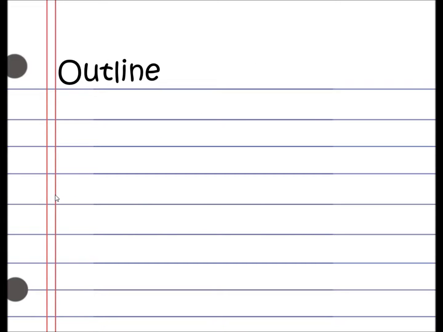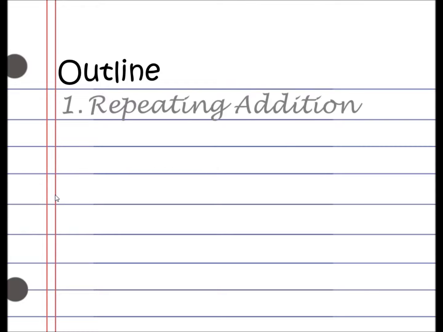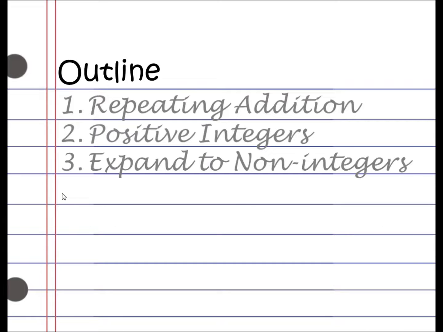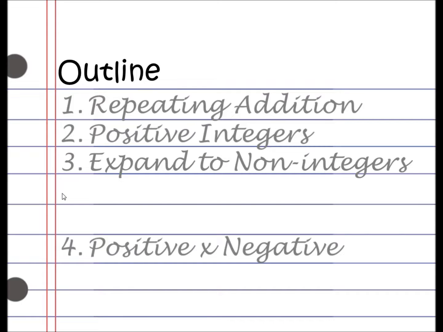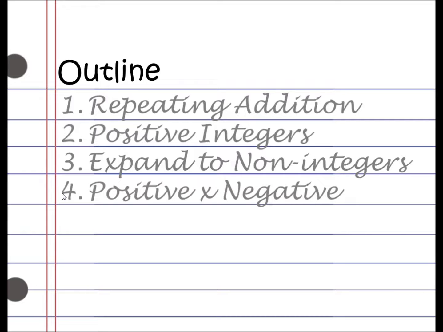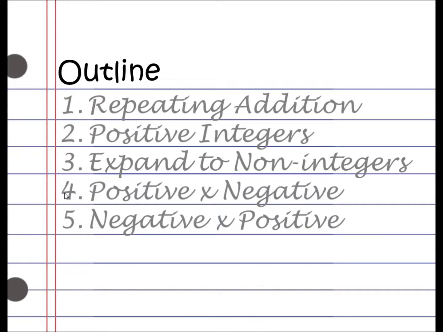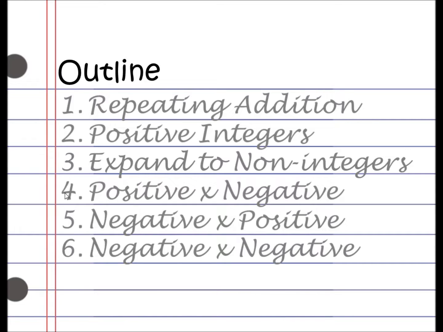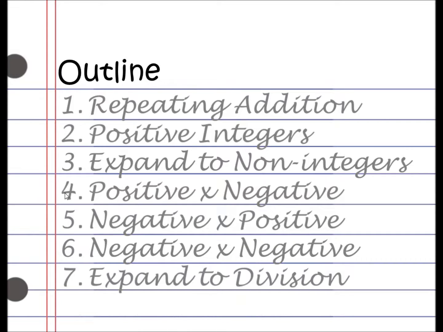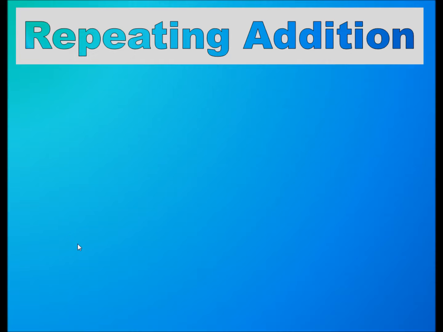Next, I'd like to give my outline so that you will know what to expect and in what order. First, I'll be talking about repeating addition as a definition of multiplication. Then I'll be talking about the case when you have positive integers, how you can expand that to non-integers, the case of positive times negative, negative times positive, negative times negative, how you can expand the rules to division, and lastly, a summary.